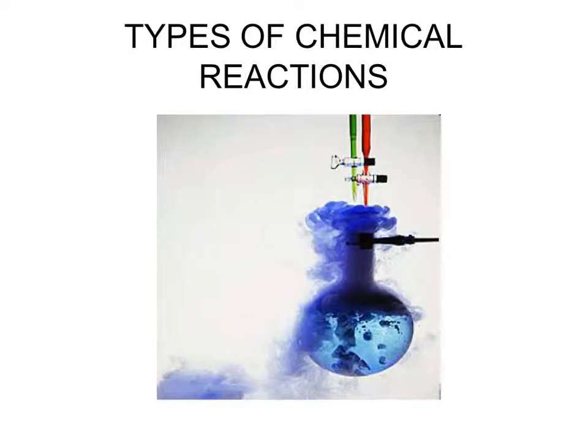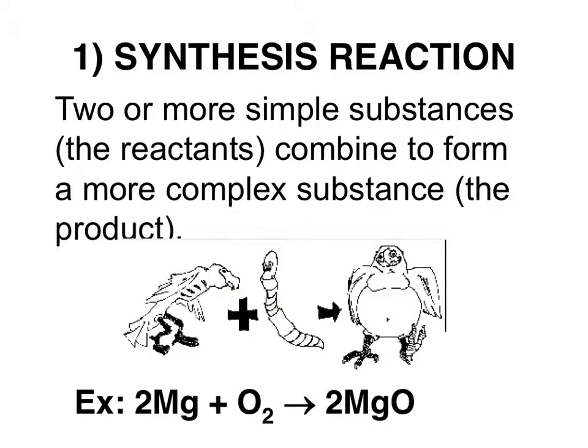Okay, now that you know how to identify the parts of a reaction and balance a reaction, it's time to learn about the different types of reactions. There's a total of 6 different types of reactions. The first one is called a synthesis reaction. The word synthesis or synthesize means to make.